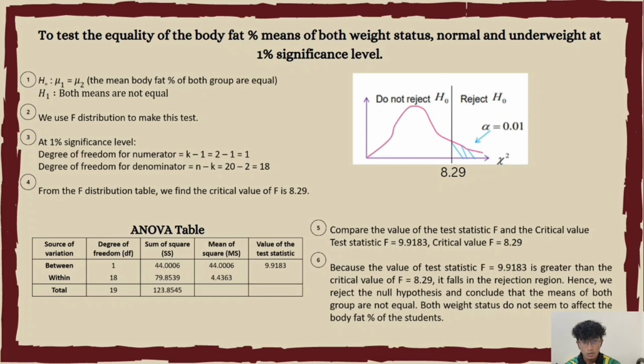Next, we compare the value of the test statistic F and the critical value. Because the value of the test statistic F is greater than the critical value, it falls in the rejection region. Hence, we reject the null hypothesis and conclude that the means of both groups are not equal. So, both weight statuses do not seem to affect the body fat percentage of the students.